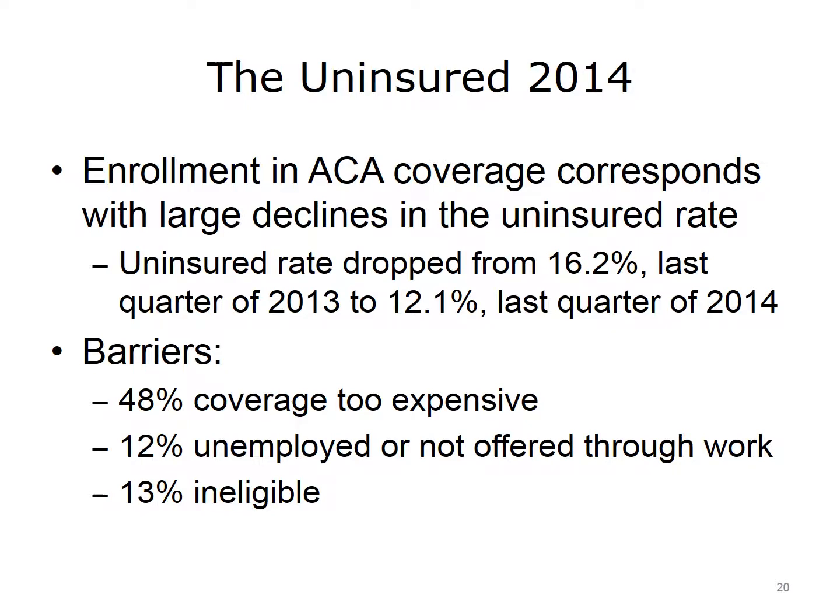Cost still poses a major barrier to coverage for the uninsured. In 2014, 48% of uninsured adults said that the main reason they lacked coverage was because it was too expensive. Eligibility is also a barrier. 12% of uninsured adults mentioned work-related reasons, such as being unemployed or not having an offer through work, and 13% said they were told they were ineligible or could not get coverage due to their immigration status.